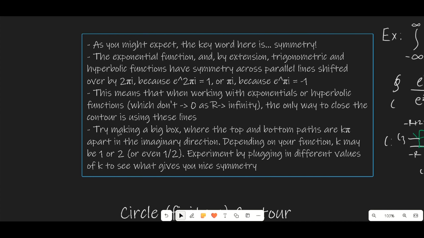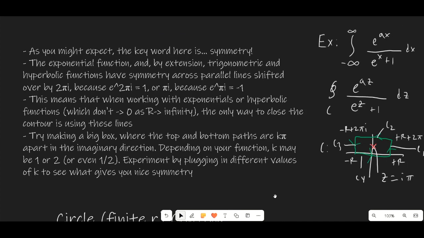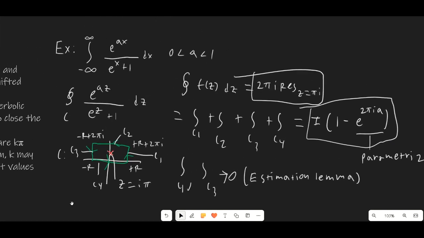So the way we do this is we try making a big box where the top and bottom paths are k pi apart in the imaginary direction. Depending on your function, k may be 1 or 2, and even in some cases 1/2, maybe even like 3 or something like that. I don't really know how that would be helpful, but that's the idea behind that. You can experiment by plugging in different values of k to see what gives you nice symmetry. So just plug in different values of z plus k pi I to see what gives you symmetry in your function. So here's a quick example, a very classic example.